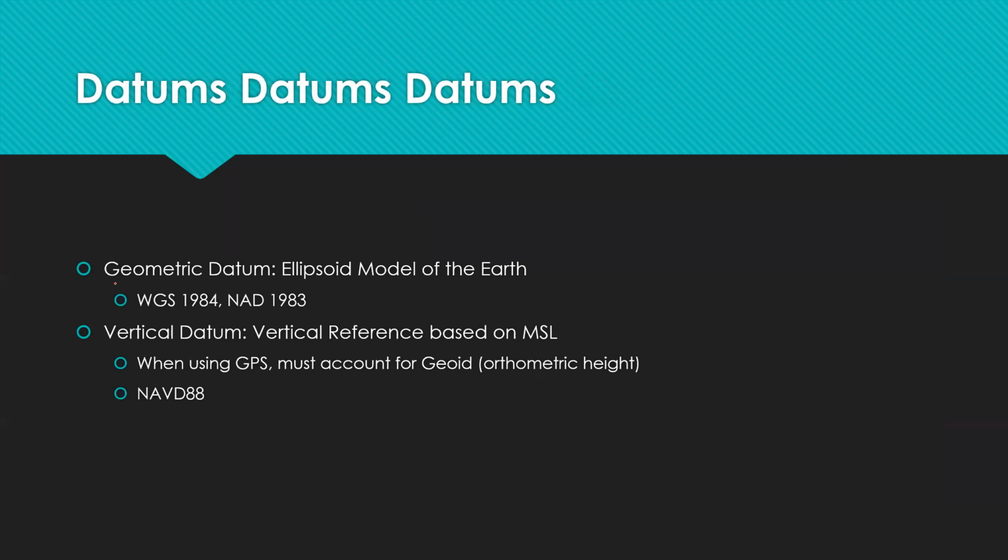Okay, so we have geometric or horizontal datums. And again, these are ellipsoid models of the Earth. WGS 84, NAD 1983, this is for North America. This one is for the whole globe. When we do surveys, this will be our horizontal datum, unless we're using a projection, which we'll talk about later, which is a flat system. When we're just using straight GPS, this is what we use. And then we have a vertical datum, vertical reference based on mean sea level. And that's our vertical datum, North American Vertical Datum 88.